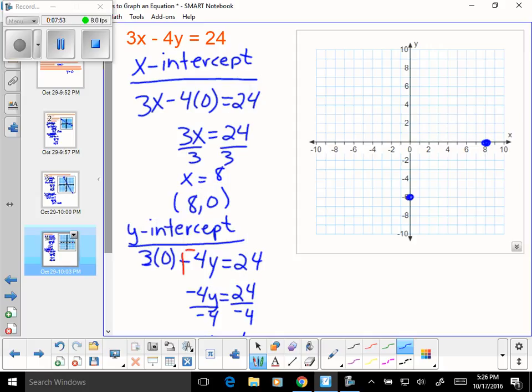At this point, I'm hitting pause so I can put in some extra points and get my line. And that should be what your line looks like. Again, be very careful when you have an equation that's got a subtract 4y, because you want to change that to add the opposite. Otherwise, it's pretty easy to miss that this has to be a negative 4y right here. So be very careful about that.